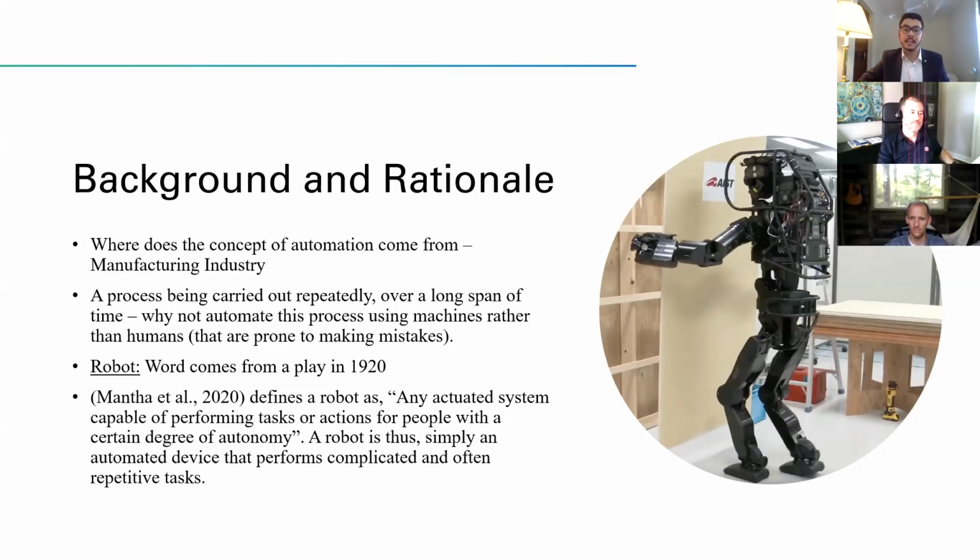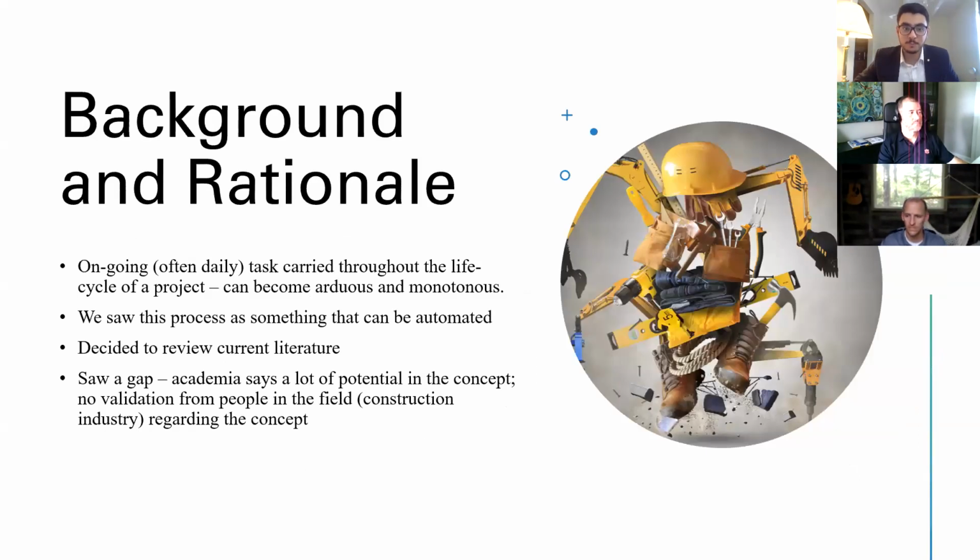They defined the robot as any actuated system capable of performing tasks or actions for people with a certain degree of autonomy. And this is the definition that we'll be using for the general purpose of this presentation and this report. So what is a robot then? A robot is simply an automated device or a machine that performs complicated and often repetitive tasks. And as I mentioned previously, they're better at doing these tasks as compared to general humans.